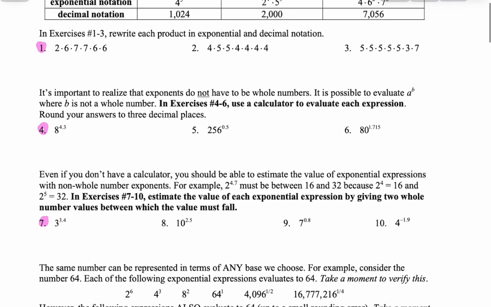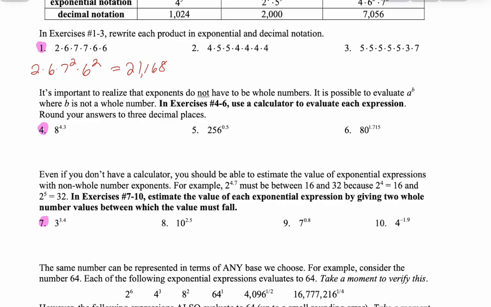But problem number 1, you can rewrite this as 2 times 6 times 7 squared times 6 squared. Now, that would be the exponential notation that they're talking about. And then if you were to actually multiply that, that's 21,168.